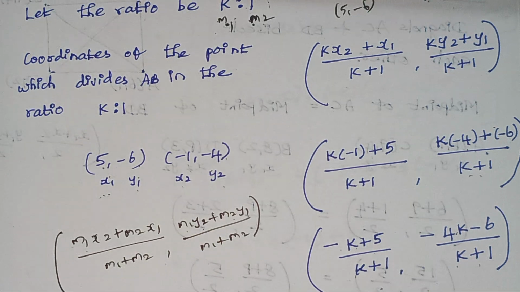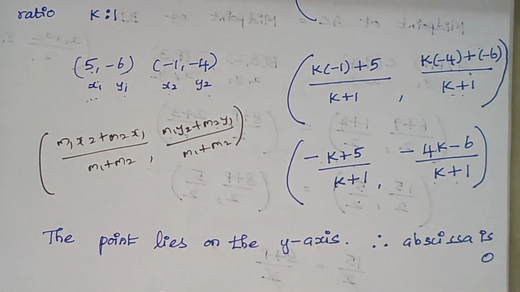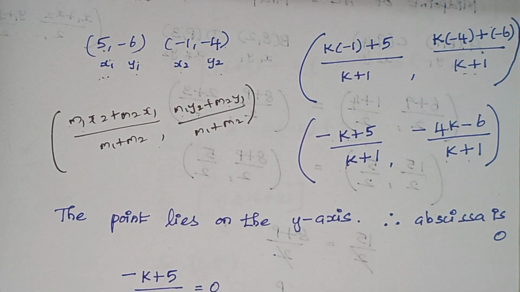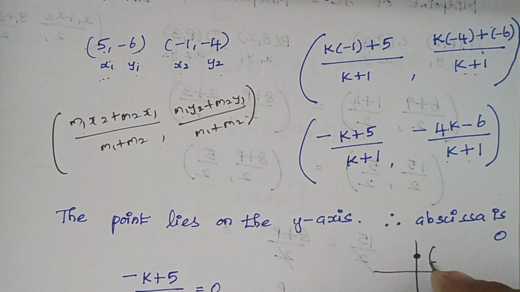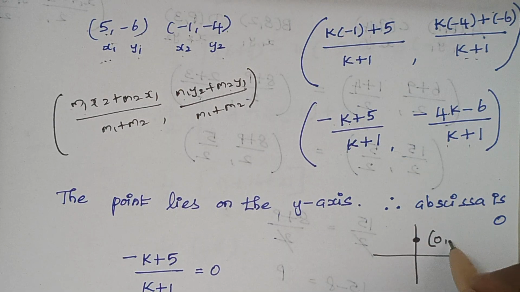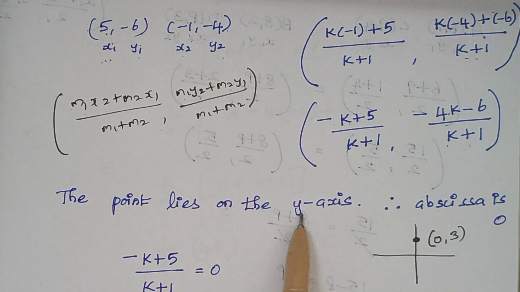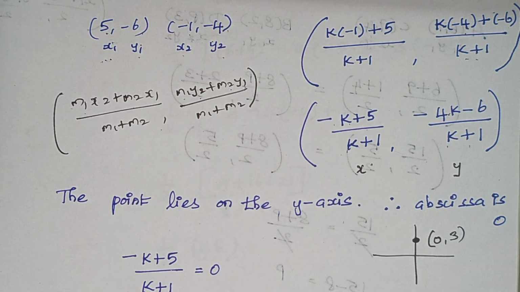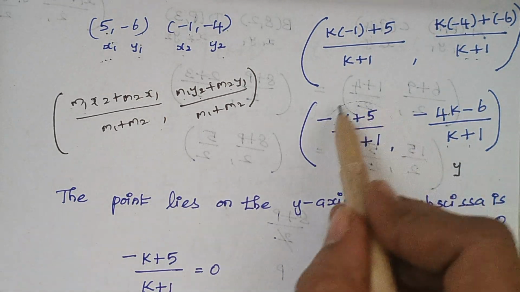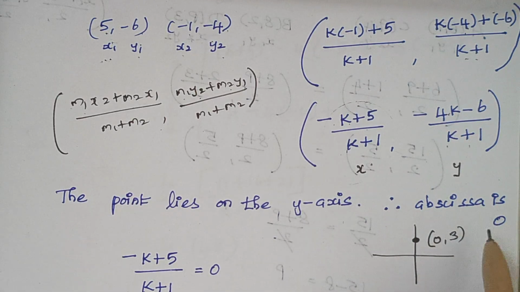Now it is clearly given that the point lies on the y-axis. Whenever a point lies on the y-axis, what about its x-coordinate? It is obviously 0. For example, we are assuming a point over here. Over this point, the value of x will be 0 because it is on the y-axis, right? So 0, some value, just like this. The same way, since the point lies on the y-axis, this represents my x-coordinate and this represents my y-coordinate. So the value of the x-coordinate is 0. That is, the value of abscissa is 0.